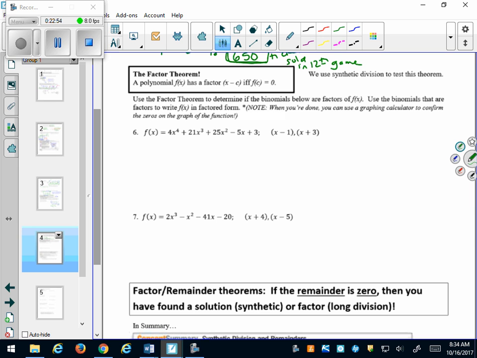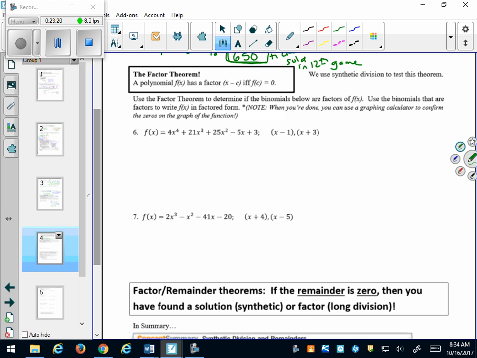So this says use the factor theorem to determine if the binomials below are factors of f of x. They're just wanting us to test if they're factors. It doesn't say find the zeros, it just says test to see if these are factors. Then it says use the binomials that are factors to write in factored form.